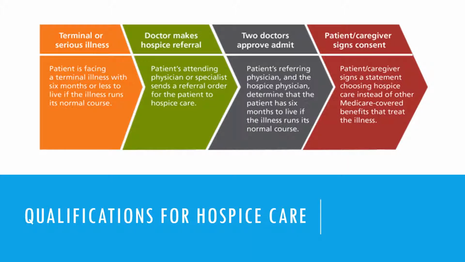There are certain qualifications required for hospice care. First, the patient must have a terminal illness of 6 months or less to live. The patient's attending physician or specialist makes a hospice referral order. Then the patient's referring physician and hospice physician must approve the patient for admission into hospice care. Lastly, the patient or caregiver signs consent forms for hospice care.